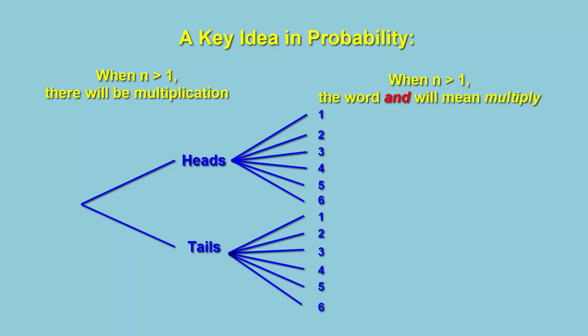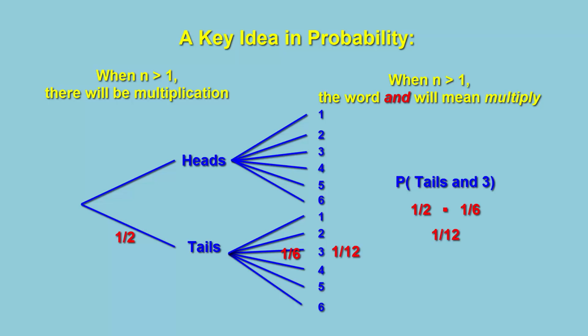When the sample size is greater than 1, the word AND will imply that we multiply probabilities together. When n is only 1, the word AND will imply that we determine the probability of the intersection of two events, which has a lot more to consider. We'll get to that later. In our current scenario of observing two outcomes, that of both a coin and a die, the word AND implies that we multiply. Thus, the probability of getting tails and then a 3 is 1/2 times 1/6, which is 1/12.